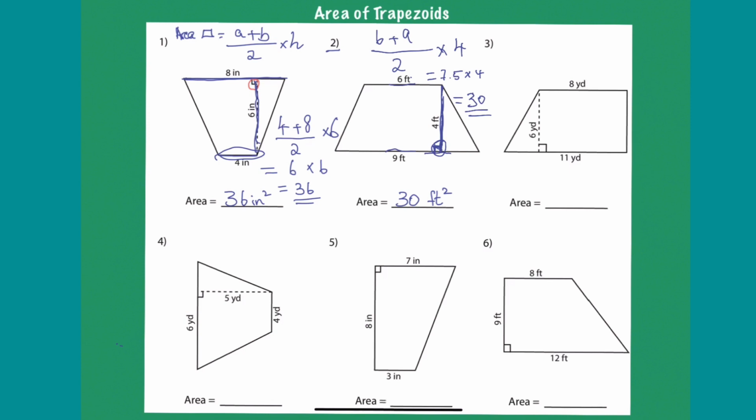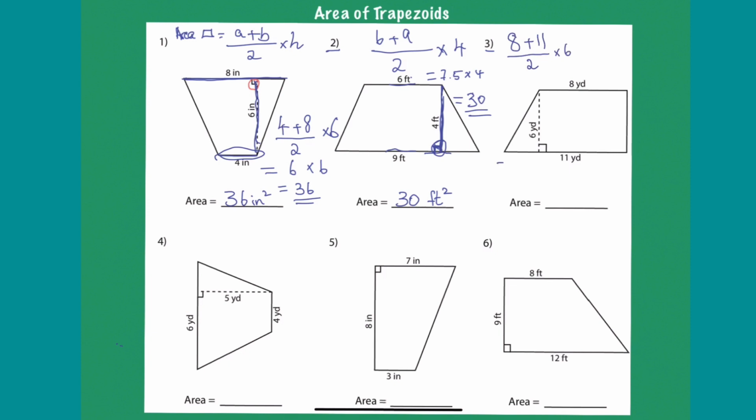All right, now let's try number 3. So all you have to do is A, which is the top of the trapezoid, plus the base, so 8 plus 11. Then you divide that by 2, and then you times the height, which is perpendicular to the base. All right, so it's as simple as 8 plus 11, divide that by 2, and then times 6, right?